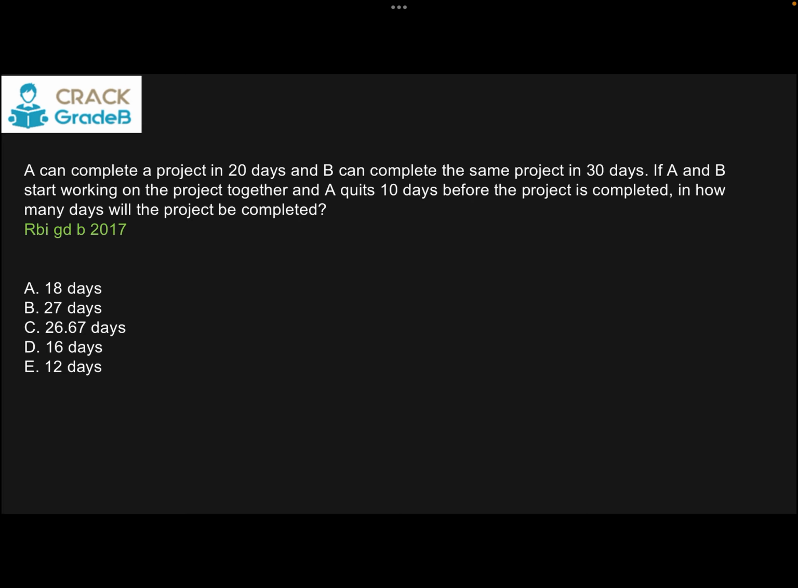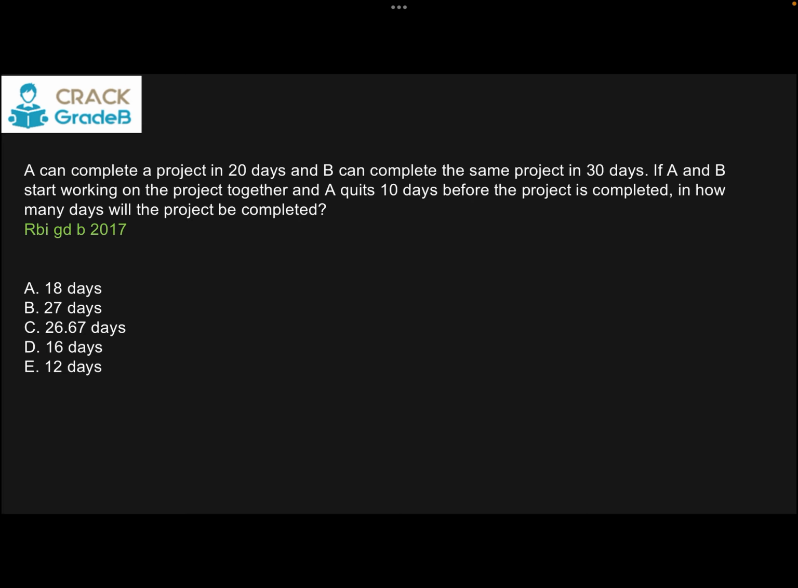A can complete a project in 20 days and B can complete the same project in 30 days. If A and B start working on the project together and A quits 10 days before the project is completed, in how many days will the project be completed?